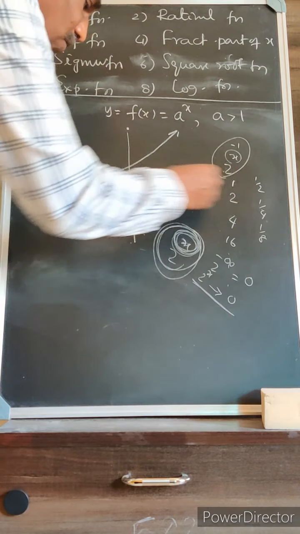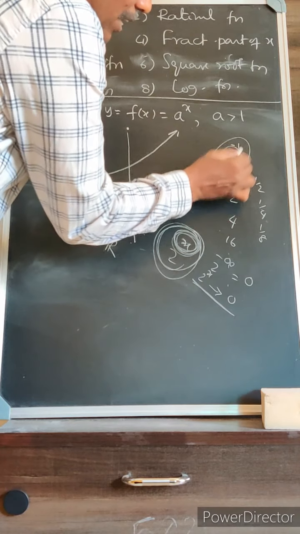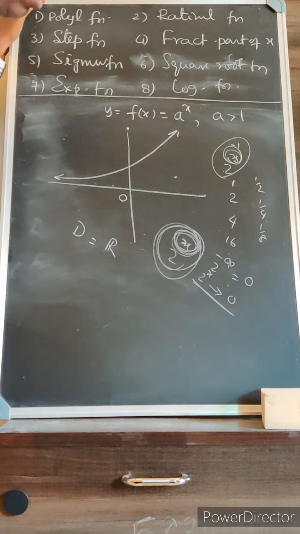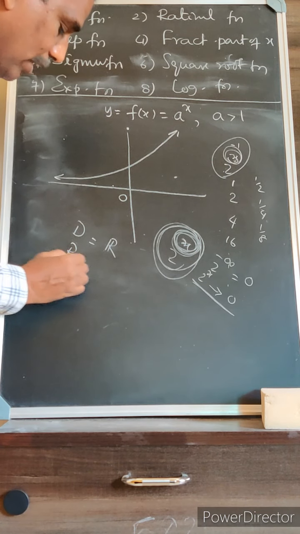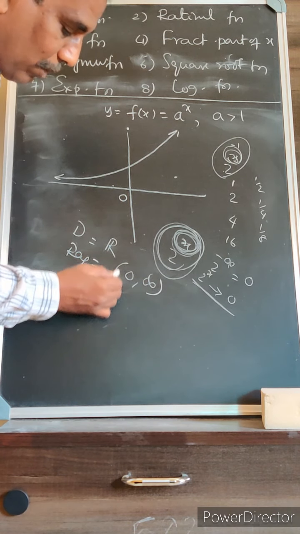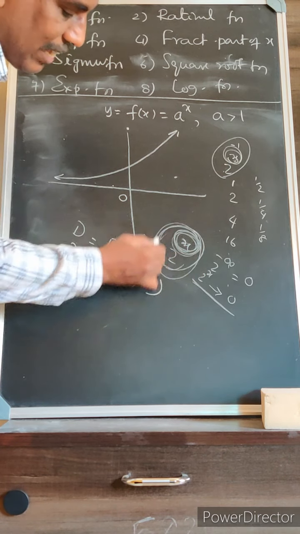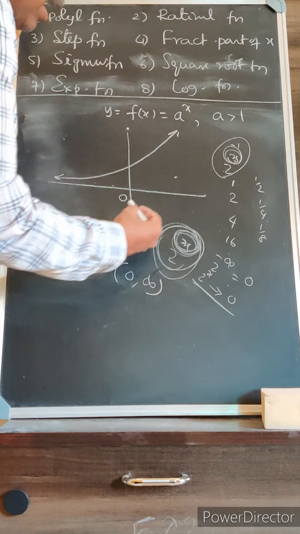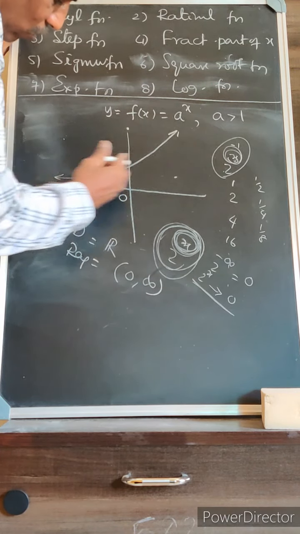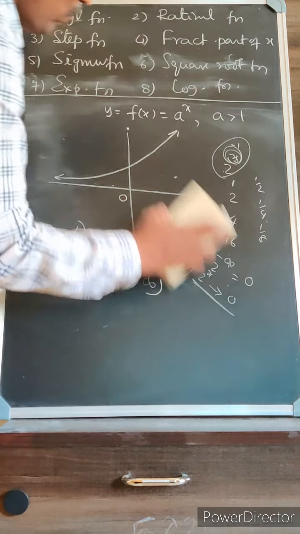So, the domain of the function is all real numbers because x can accept positive, negative, and 0 values. But the y values are above the x-axis, so the range is open 0 to infinity. Note this point, 0 is not included because a power x or 2 power x can never take the value 0. As x approaches minus infinity, 2 power x approaches 0 but is never 0. Therefore, the range is open 0 to infinity.